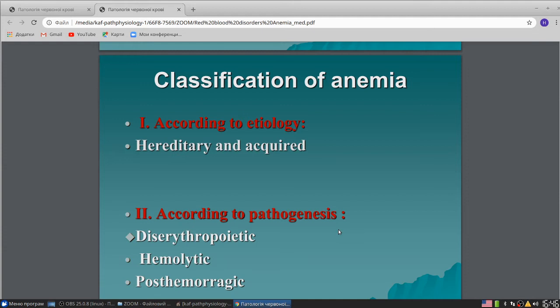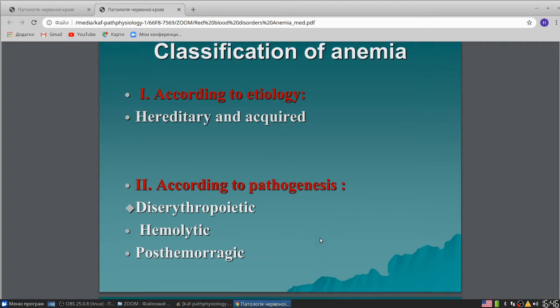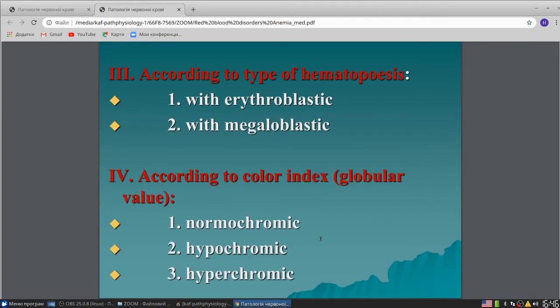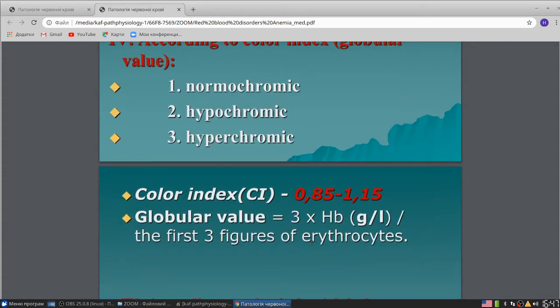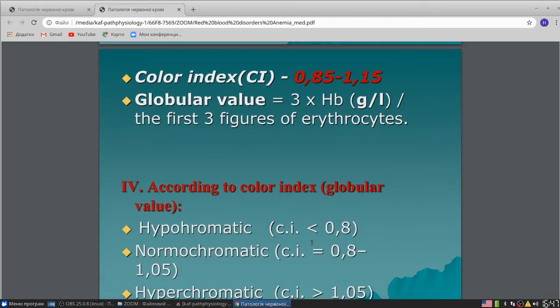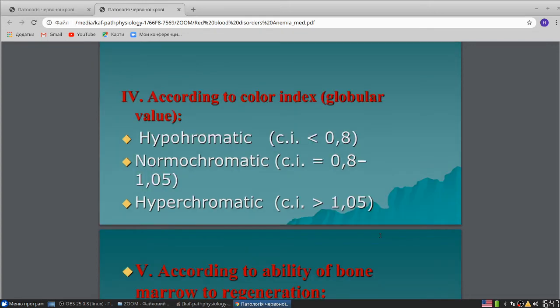According to etiology, it can be subdivided into hereditary and acquired type. According to pathogenesis, it is erythropoietic, hemolytic, and post-hemorrhagic. According to type of hematopoiesis, it can be erythrocytic and megaloblastic form. According to color index, it can be normochromic, hyperchromic, and hypochromic. We know the color index ranges from 0.85 to 1.15, and depending on this range, hypochromic anemia will be when the color index is less than 0.8, normochromic in the normal range, and hyperchromic when the color index will be more than 1.15.